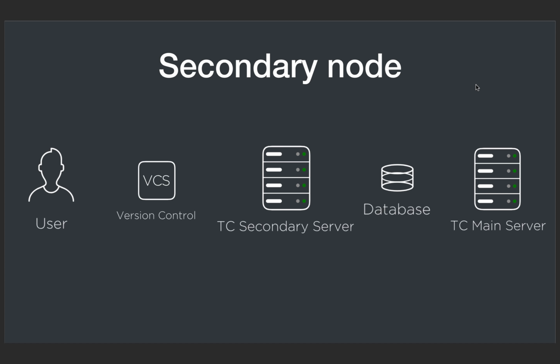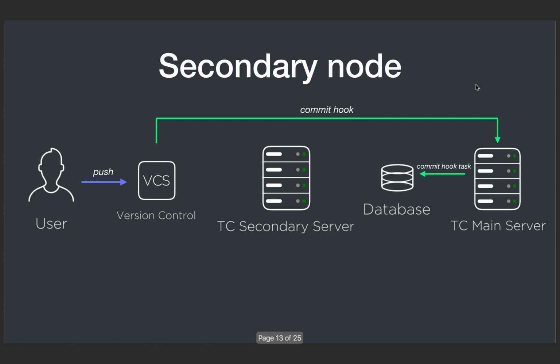Another scenario is when you have installed the commit hooks to the version control. In this case, you don't really have to do anything. The developer will make a change, pushing the change into the version control. The commit hook will trigger over the main server. The main server will actually create a task for the polling node. The polling node will go to the version control and pull in the changes and store them to the database and proceed as usual.